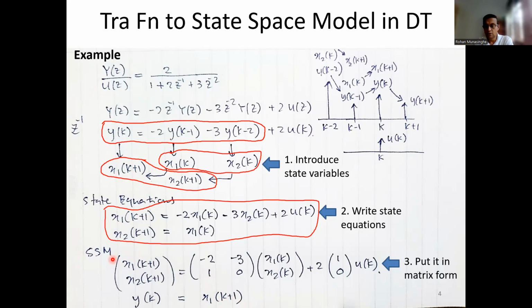So what I expect you to learn from here is that if you are given the transfer function as a rational polynomial of z to the minus powers, preferably, can you break it down into state variables, then form the state equations, and then find out the state space model of the plant, right? So that is absolutely necessary if you want to deal with discrete time systems.